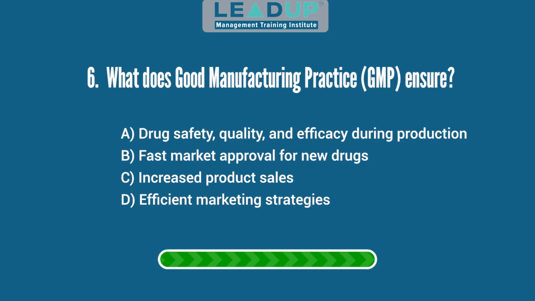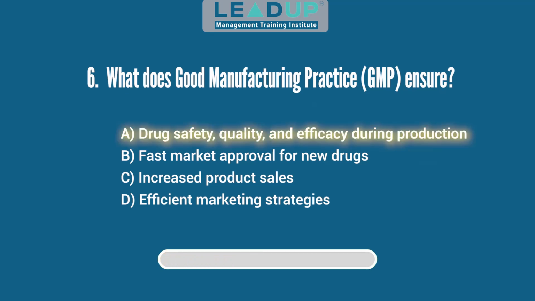Question 6. What does Good Manufacturing Practice, GMP, ensure? A. Drug safety, quality and efficacy during production. B. Fast market approval for new drugs. C. Increased product sales. And D. Efficient marketing strategies. The answer is drug safety, quality and efficacy during production.